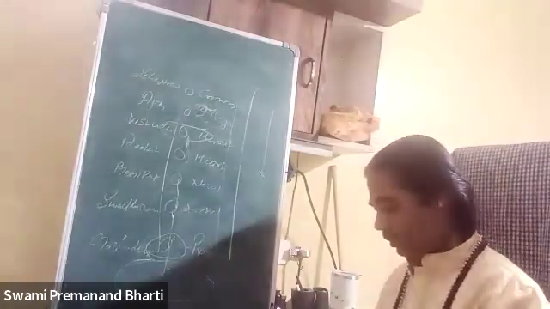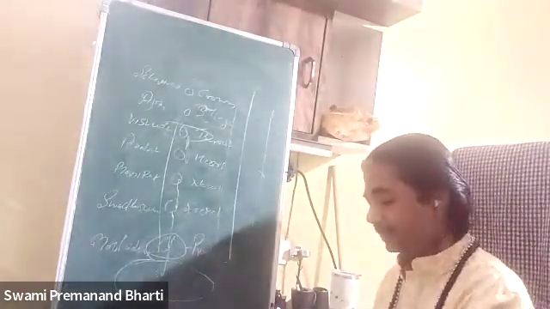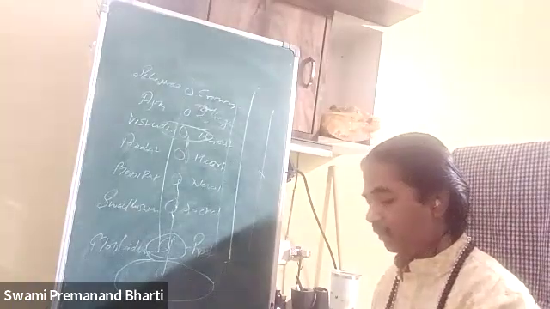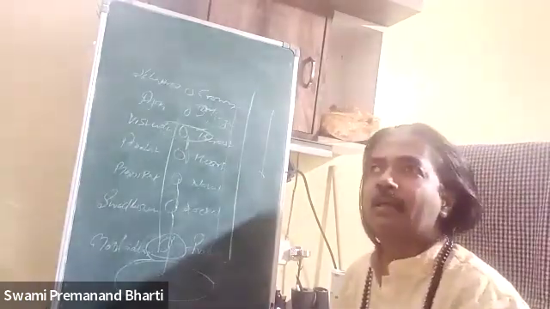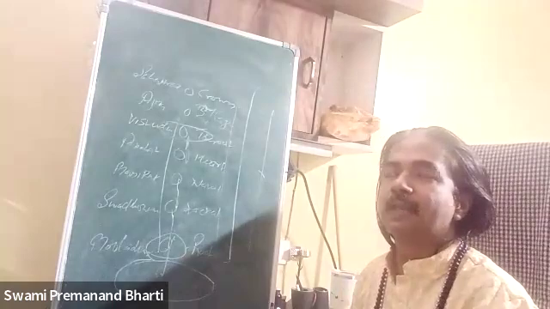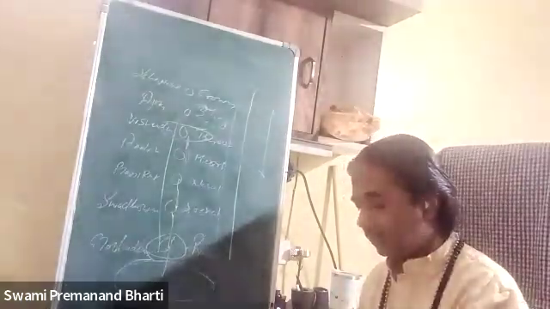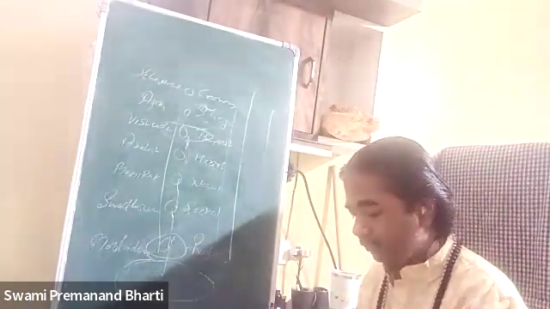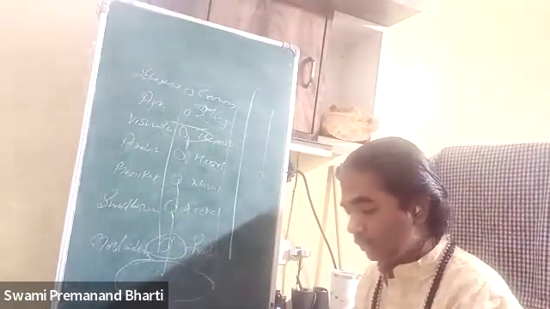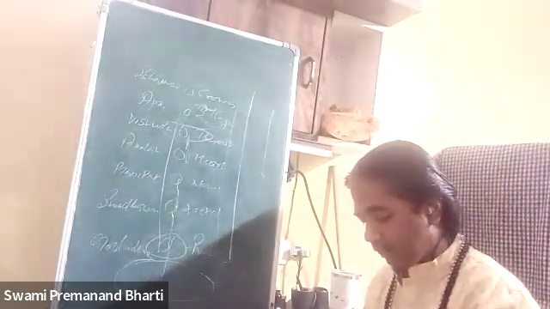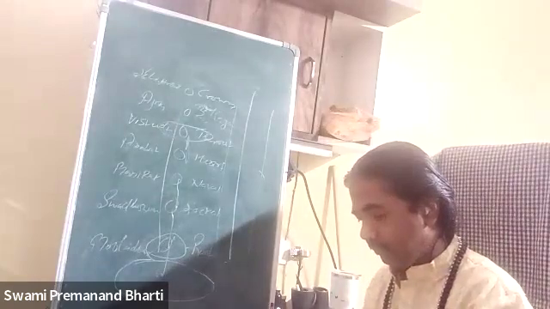Swadhisthana chakra's base possibility is, I think, anger and hatred and all that. And that is the base possibility of Swadhisthana chakra. Just a second, let me confirm.